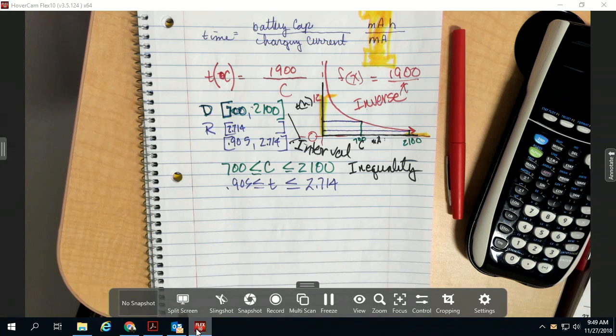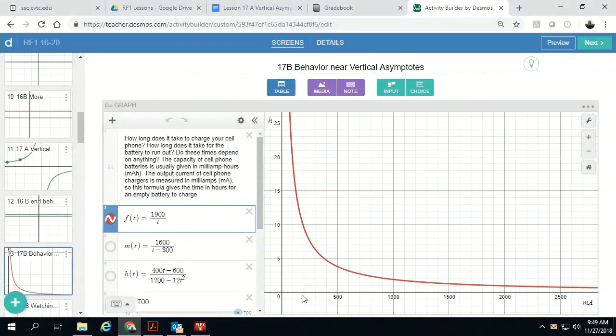An online store sells a cheap charger with a current below 200 milliamps. So here's that charger. Here's 200 milliamps. How long will it take to charge with that charger of 200 milliamps? 9.5 hours. Basically, you would be without your phone for 1/3 of the day.